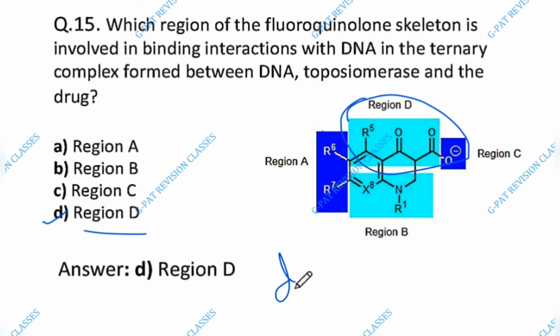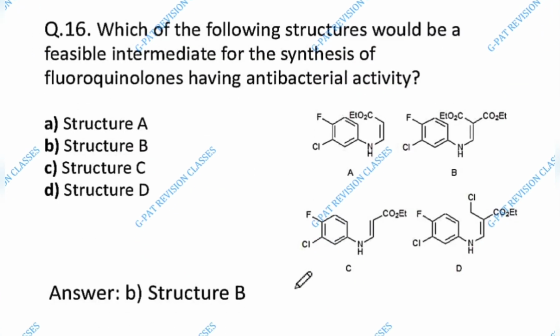Next is question number 16. Which of the following structures would be a feasible intermediate for the synthesis of fluoroquinolones having antibacterial activity? The answer is B, structure B.